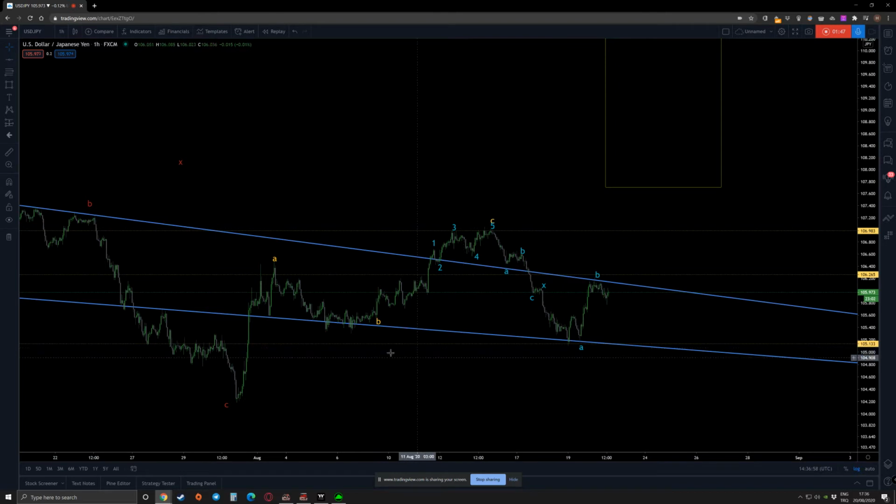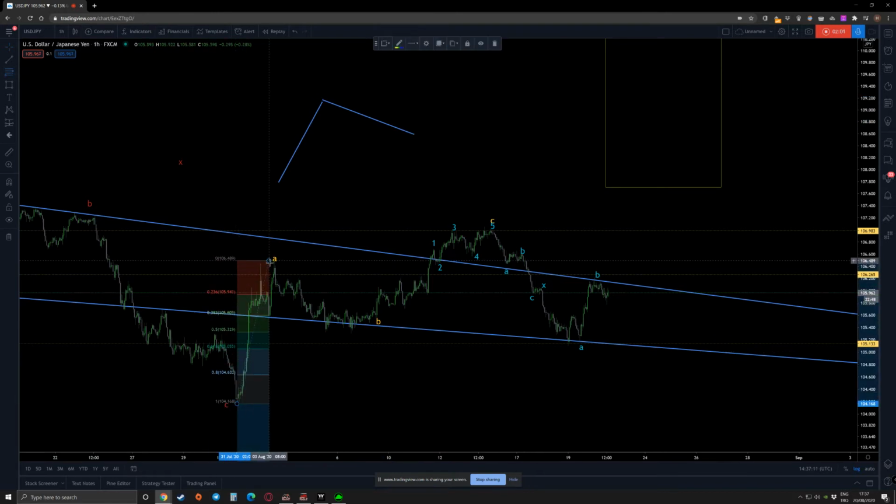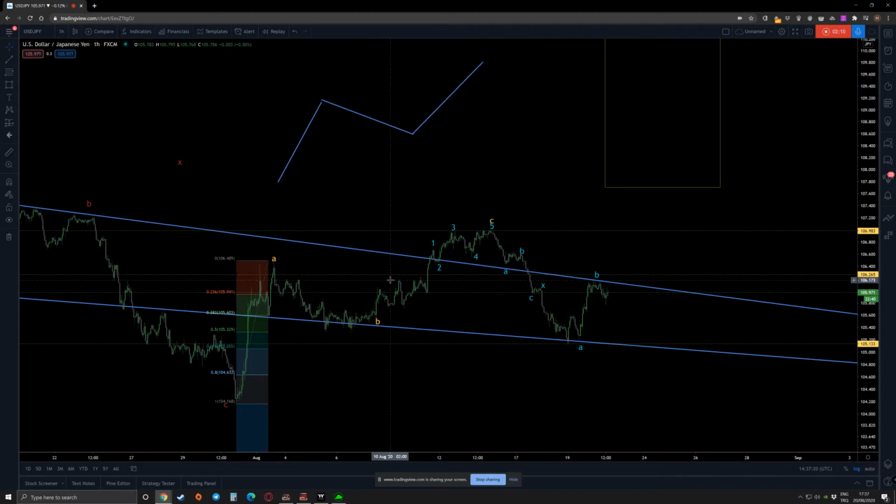is a terminal move. Now whenever you have a wave A and a wave B that does not go more than 618, let's check. Look, it doesn't retrace more than 618, and then you have a C wave that makes a new high. This pattern is called a zigzag. It is a corrective wave. Because it's corrective, it is labeled with letters, not numbers.